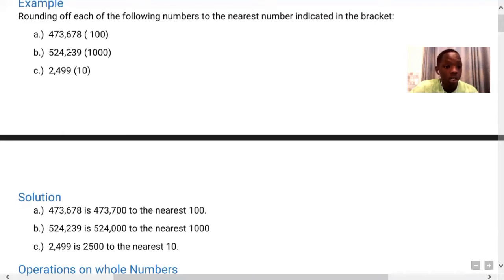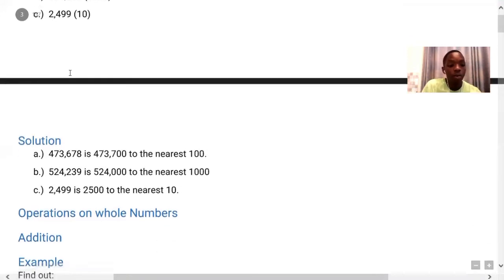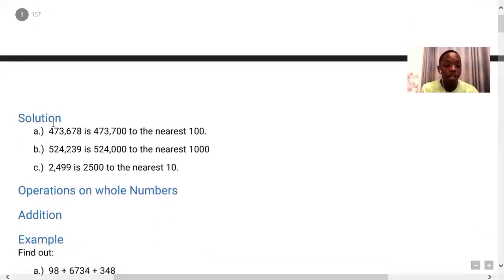Okay, this is the nearest 1,000. So if it's the nearest 1,000, you move to the third digit. Since they're below 500, they're 499 and below, you just make them all zeros. For this, the nearest 1,000, you make this 0, add a 1 here, which gives you 2,500. As you can see from the solution, it is exactly that.